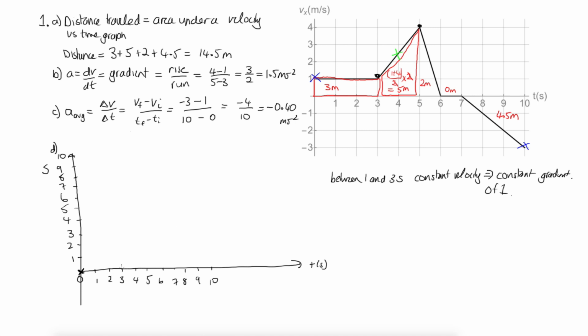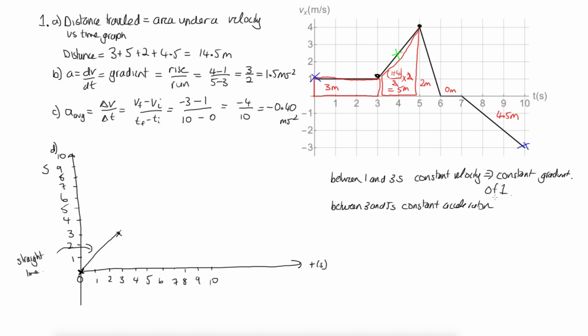Okay, so at 3 seconds, it's traveled 3 meters, and it's done that with a constant gradient. It's asked us to label these. So this is a straight line. And now between 3 and 5 seconds, the velocity is changing at a constant rate. So we've got a constant acceleration. So between 3 and 5 seconds, constant acceleration.